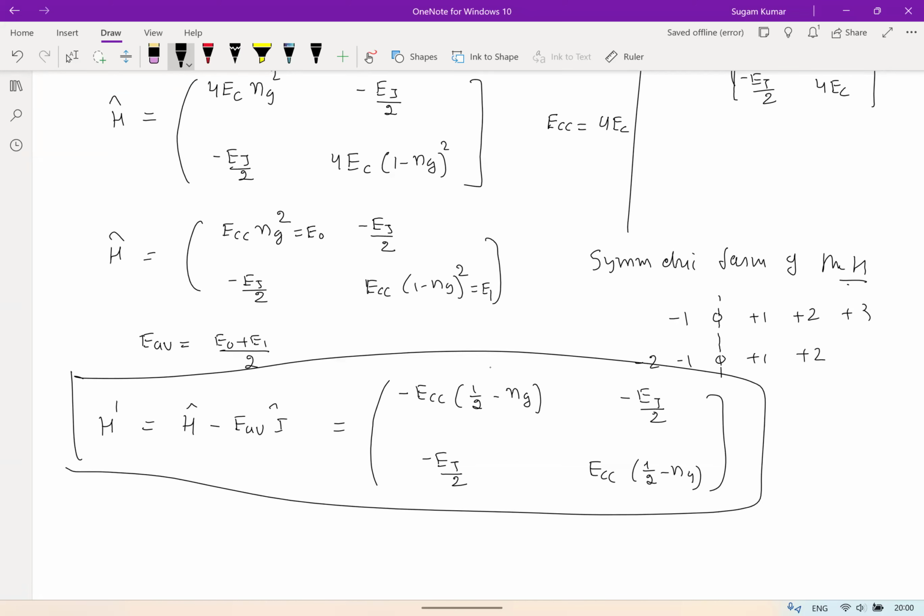Sir, the fourth term in the Hamiltonian, 4 EC into 1 minus Ng whole square. Is it whole square or 1 minus Ng square? Sorry, Ng square. Okay.